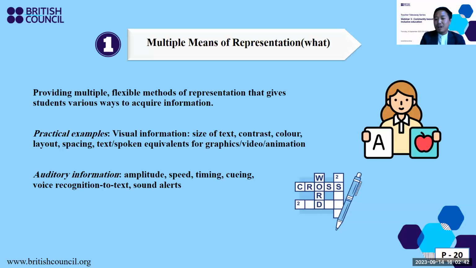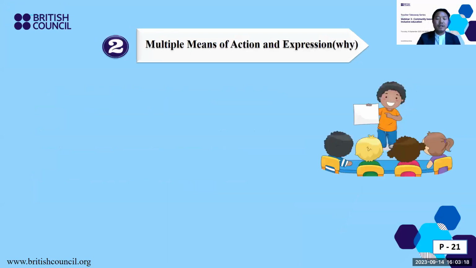In very short, we can say multiple means of representation means displaying information to the student in a flexible format, in various different ways. The examples may include using images, text, graphs, or tables, and other visual content, including video and animation. Those can be examples for the first principle of UDL.